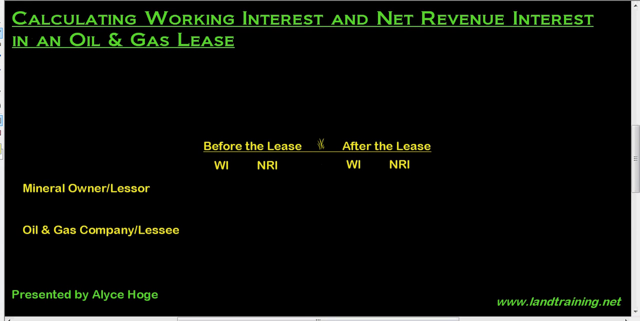Let's look now at calculating a working interest and a net revenue interest in an oil and gas lease. I want you to understand what the impact is of the royalty in the oil and gas lease, and what impact that can have on the success of the company or the success of the venture. So you need to understand what the working interest is in an oil and gas lease, both before there is an oil and gas lease and after there is an oil and gas lease.